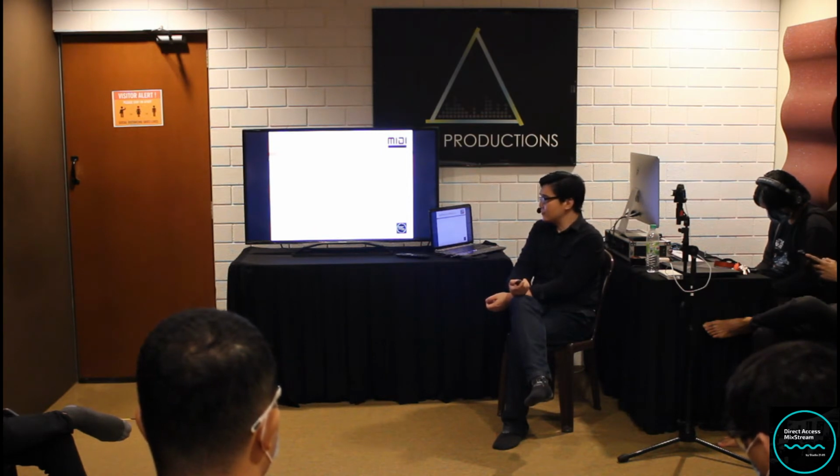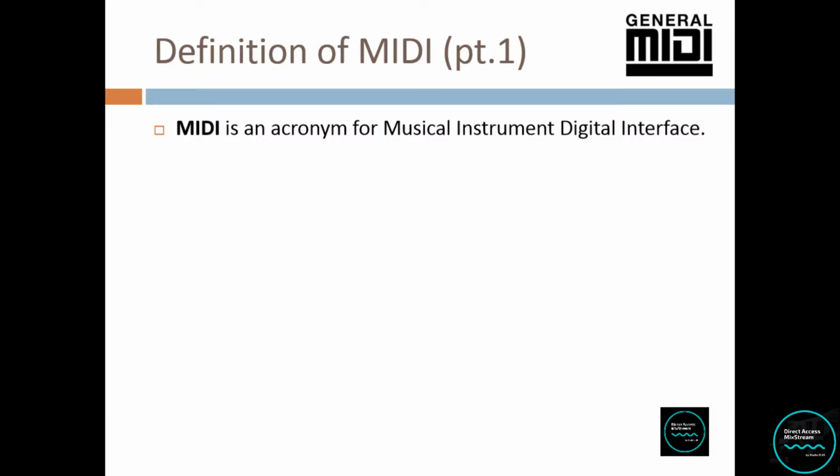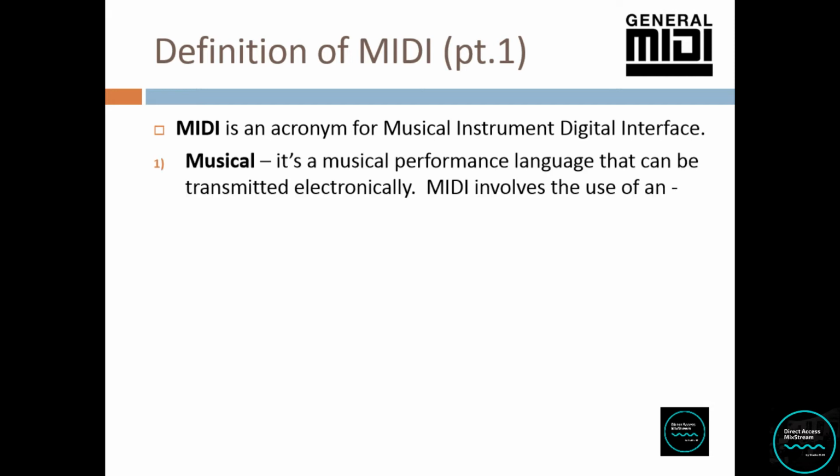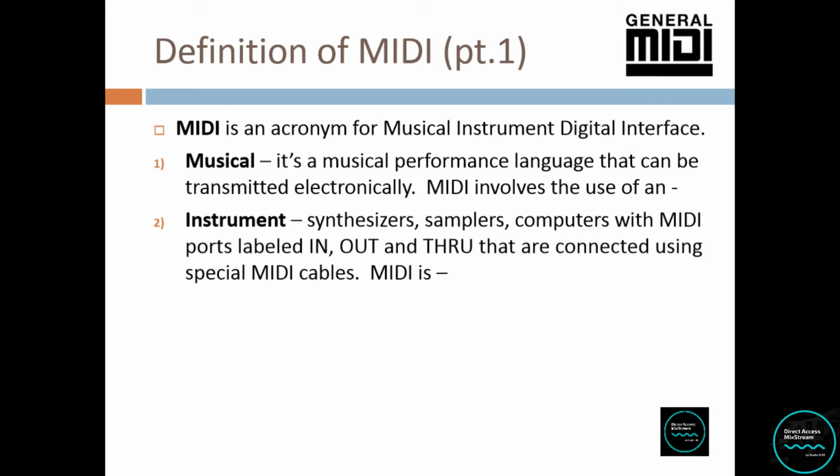So what is the definition of MIDI? MIDI is an acronym for Musical Instrument Digital Interface. Musical. Why is it musical? We could refer to it as musical because it's a musical performance language. It's basically code, right? It's basically bits and bytes, digital ones and zeros that can be transmitted electronically. So MIDI involves the use of an instrument. In this case, instruments here, we're talking about synthesizers, your synths, your samplers, your computers, right?